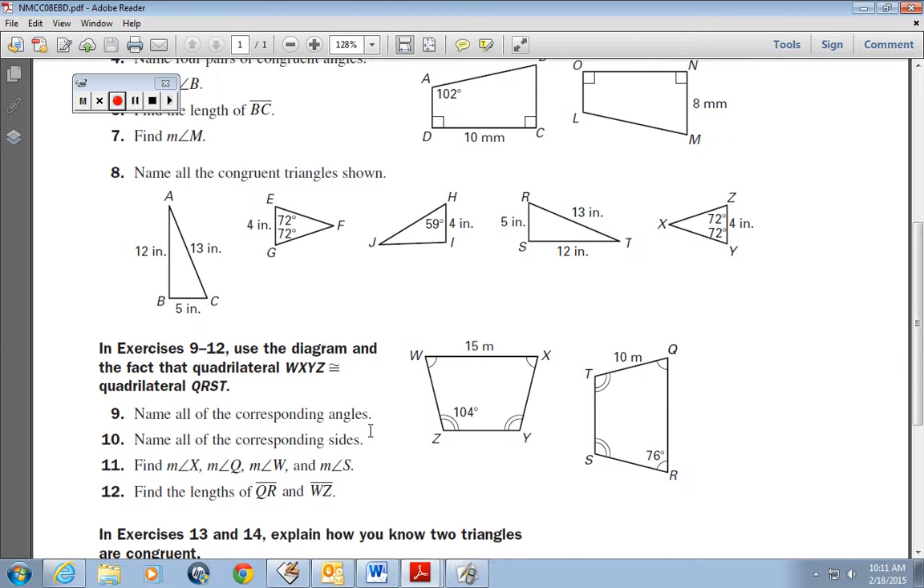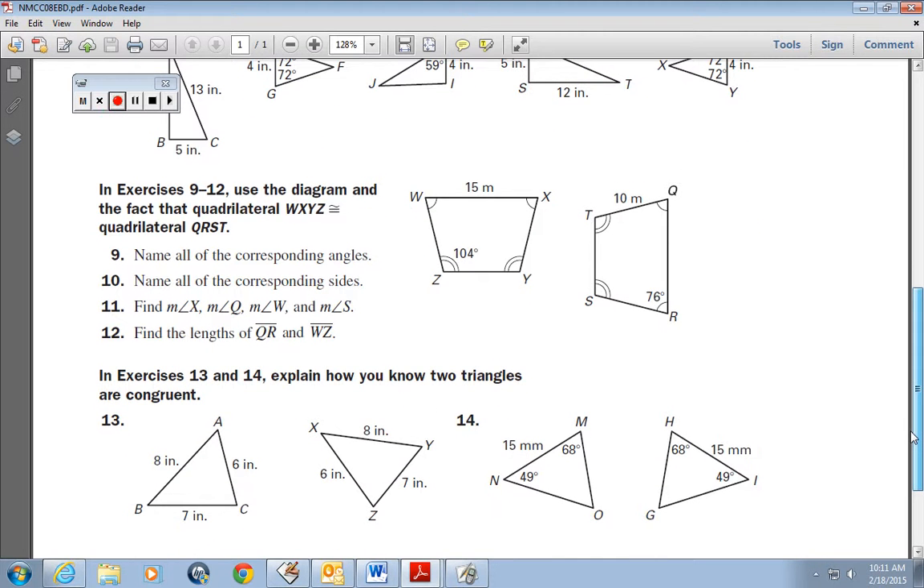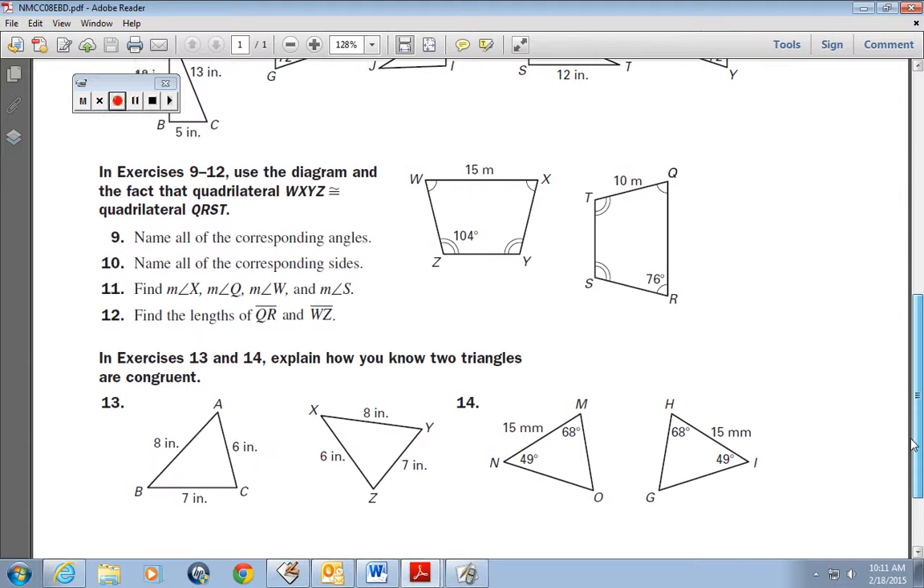As far as 13 and 14, I want you to do number 13 and 14, and that's the either side angle side or side side side or angle side angle. So you're going to have to pick those.